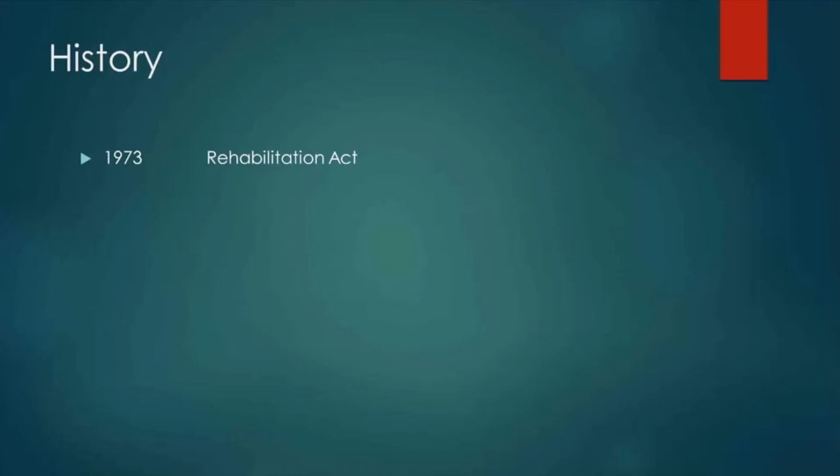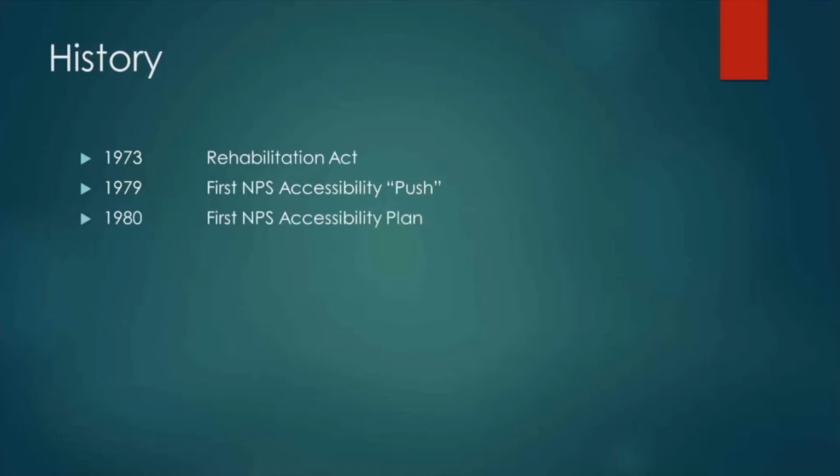It all comes from the Rehabilitation Act to begin with. So in 1979, the Park Service decided to really approach this issue of accessibility in a really comprehensive and organized way. We really wanted to get out ahead of this and understand that our parks were destinations for the entirety of the United States and not just people who could easily access them. So starting in about 1980, we started to implement our first real plan.